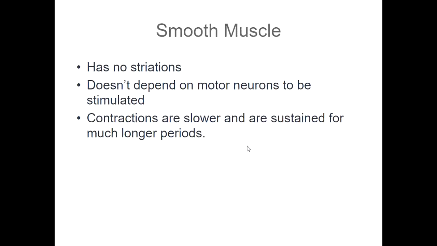So finally, let's talk about smooth muscle. Smooth muscle has no striations. So when you look at it under the microscope, it kind of looks like pink bubble gum. It's just a smooth plane of muscle. And it does not depend on motor neurons to be stimulated. Instead, it's kind of an involuntary stimulation, but contractions are different than skeletal muscle and cardiac muscle. It's a slow contraction, a lot of undulating contractions that are basically forcing fluid through hollow cavities. And so contractions are usually sustained for a much longer period of time as well.